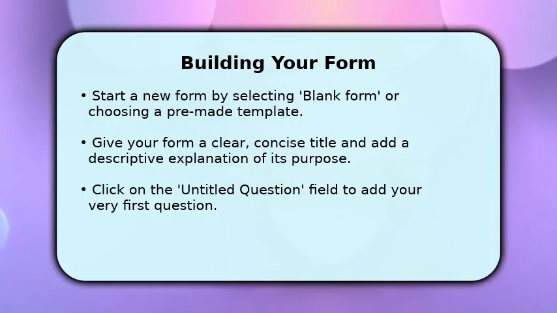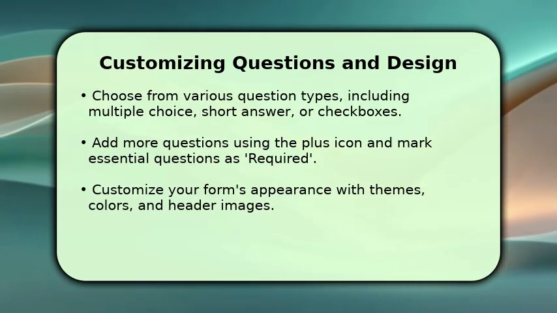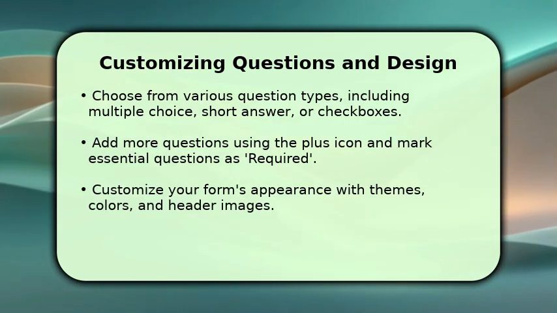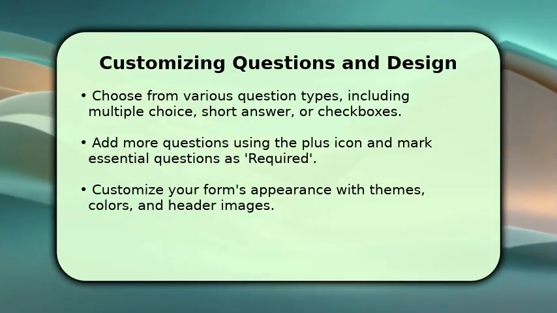Then, click on the Untitled Question area to type out your first question. Google Forms offers a wide array of question types to suit your needs, such as multiple choice, short answer, paragraph, and checkboxes. Simply select the type that best fits your question.